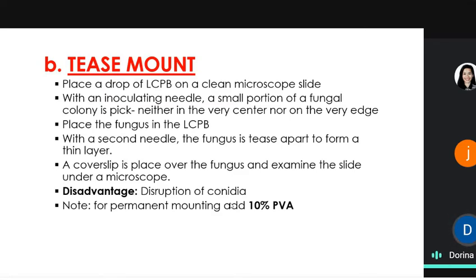Kasi pag nag-pick kayo ng mycelial colony doon sa ating plate, sa ating petri dish, and then, ilalagay mo doon sa slide mo, you try to separate those hyphae. Kasi mycelium, group of hyphae yung pinik mo. So you try to separate them just to have a clearer view of the structure. Okay? So, ganun yun. Then you again put your cover slip and then examine. So, disadvantage again, syempre ginulugulo mo siya, tinis mo nga siya, disruption of the conidia.